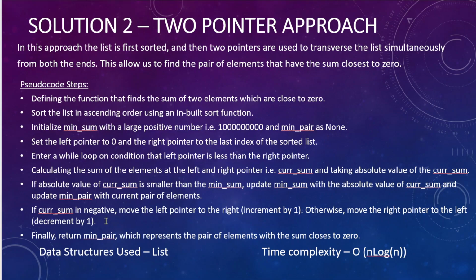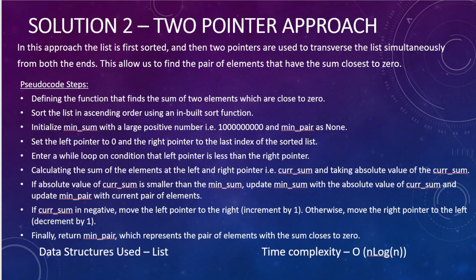If the current sum is negative, move the left pointer to the right by incrementing it by 1, otherwise move the right pointer to the left by decrementing it by 1. Finally, return the minimum pair, which represents the pair of elements with the sum closest to 0. Here, the data structure used is a list, and the time complexity comes under order n log n.